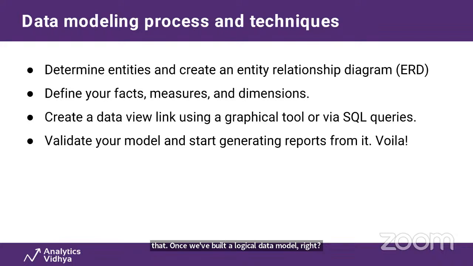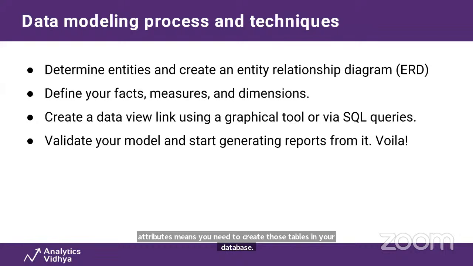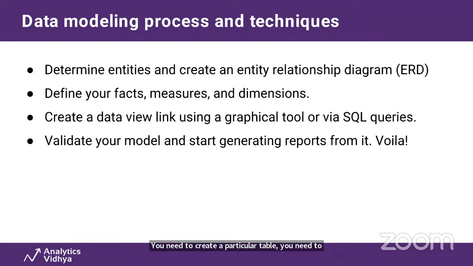Once you have built the logical data model, right, you need to create the naming conventions for logical and physical objects. You need to create the entities. You need to create the attributes. When I say creating the entities, creating the attributes, it means you need to create those tables in your database. You need to create a particular table, and create particular columns in that table. You need to define which is the primary key of that table. You need to define what are the surrogate keys, what are the foreign keys, or any constraints.